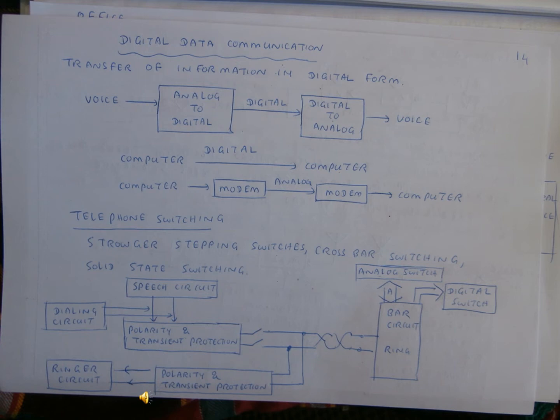That will be the speech circuit's signal; the audio signals are converted to electrical signals. Those electrical signals are transmitted to the bar circuit or ring. After this, we directly interface with the analog switch, or proceed to the digital switch. So this will be the telephone switching system.